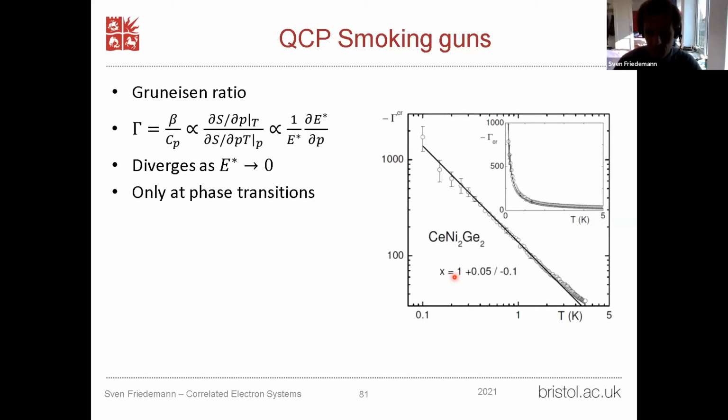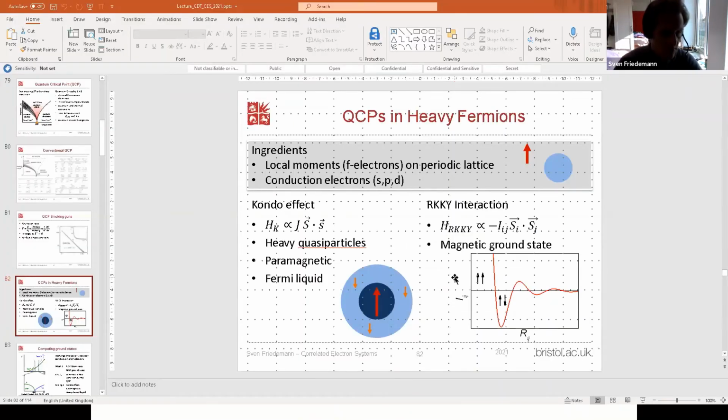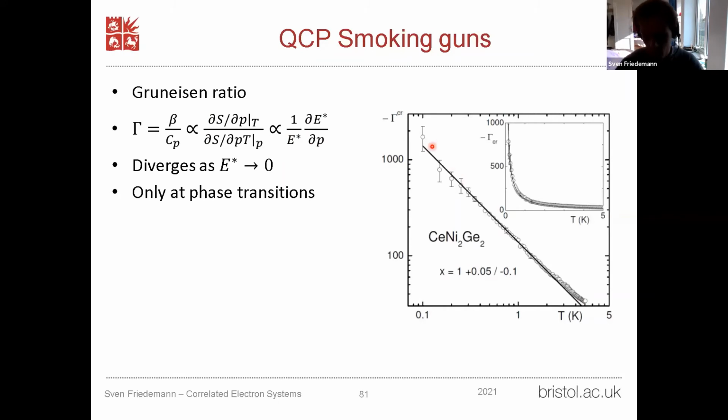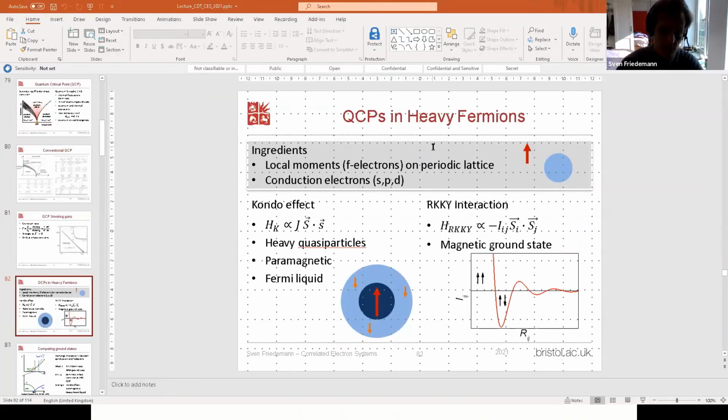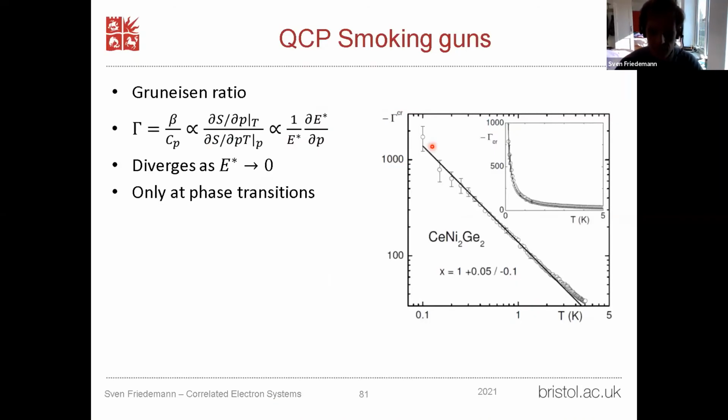All right, so I hope I've presented to you the concept of quantum critical points, quantum fluctuations, and what their influence is on the properties of materials. And certainly such a divergent Grüneisen ratio, you would not expect that at all in Fermi liquid theory. Next, what I'd like to do is actually to link this to the topic of last lecture, namely heavy fermions. Heavy fermions turn out to be an excellent playground for studying quantum criticality.